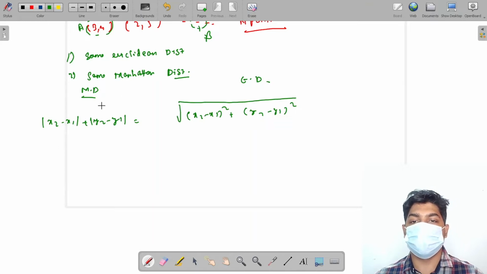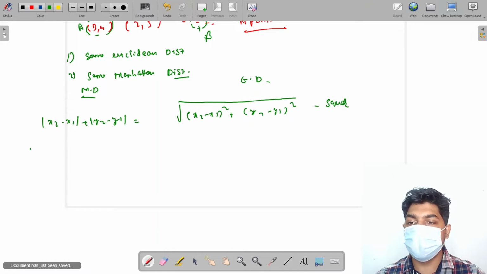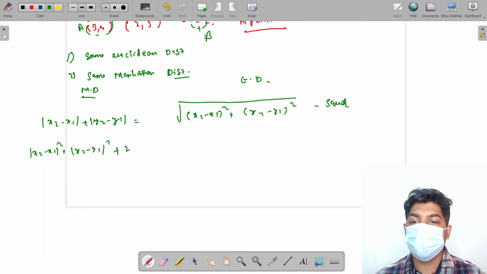So let's square the equation. What we will get is (mod of x2 minus x1) whole square plus (mod of y2 minus y1) whole square plus twice of mod of (x2 minus x1) into mod of (y2 minus y1).